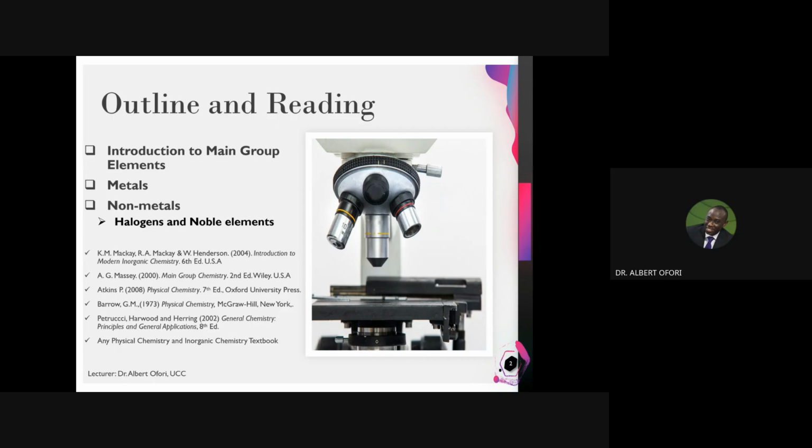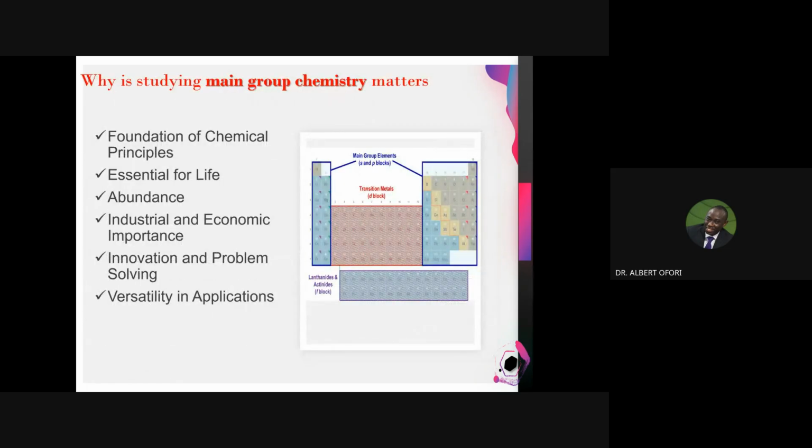The halogens and the noble elements are not quite as interesting, with few elements that we can just address. So that's what we are going to be looking at for this particular course. But the question is, why do we need to study main group chemistry, and what is it at all? So let me explain what main group chemistry, or main group elements, is all about.